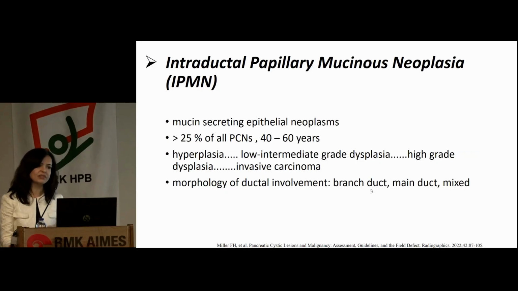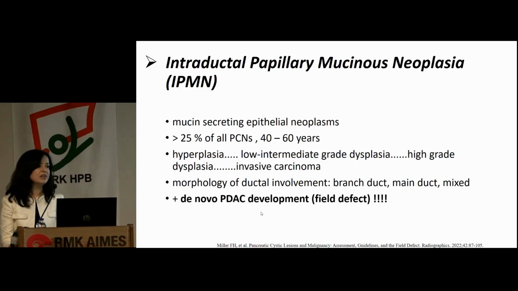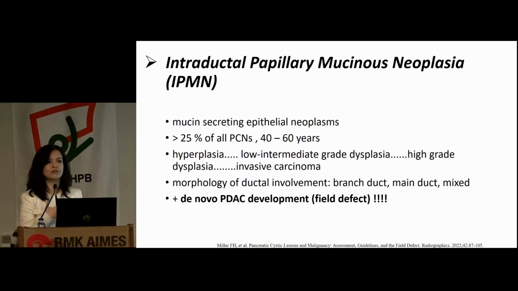These are branch duct, with the least risk of high-grade dysplasia and malignancy, and we have the main duct and mixed types. Here, radiologists should be aware of the field defect. If a patient has IPMN, there is increased risk of PDAC development elsewhere in the pancreas. This is like a diseased pancreatic parenchyma, like HCC development in cirrhosis. So during evaluation and follow-up of IPMNs, we should not only concentrate on the IPMN lesion, we should carefully analyze all parts of the pancreas.